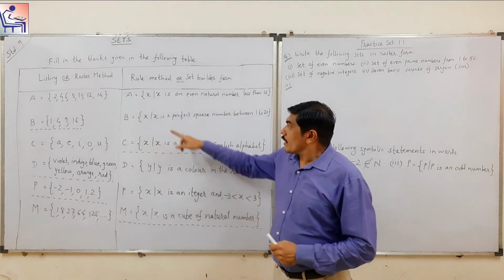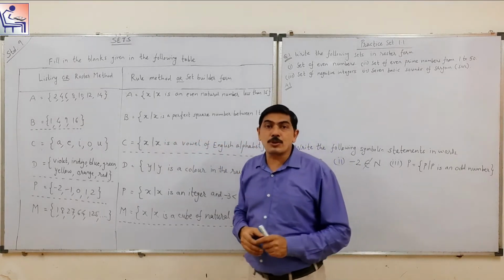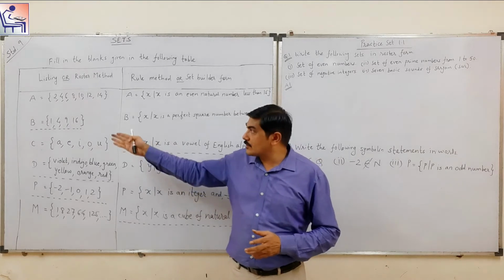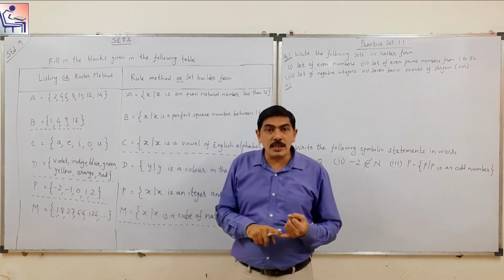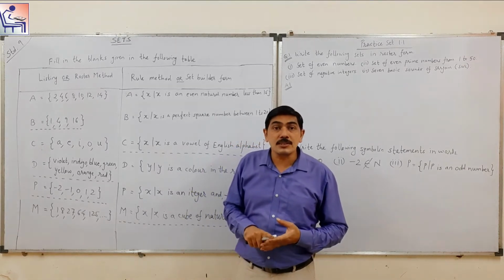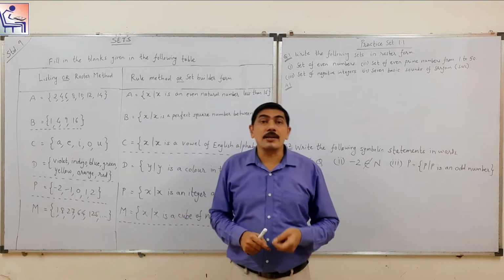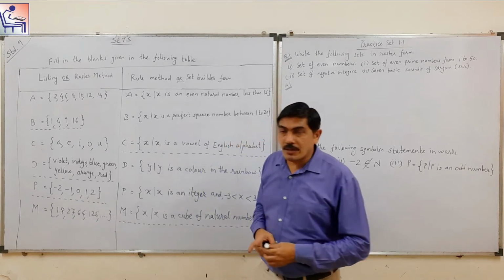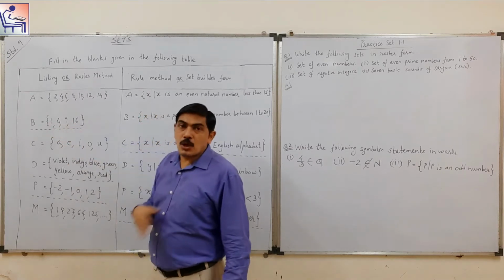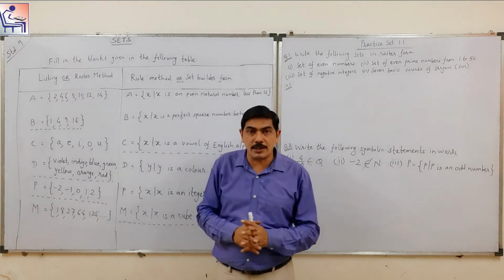Now second, B is the set of all x such that x is a perfect square number between 1 to 20. So 1 से लेके 20 तक के perfect square number हमें लिखने हैं in a set B. So square of 1 is 1, square of 2 is 4, square of 3 is 9, square of 4 is 16. But I will not write the square of 5 because it is 25 and which is more than 20. So I will write the elements of set B as 1, 4, 9, 16. So हमें सारे numbers के square लिखने थे, but it should be less than 20.